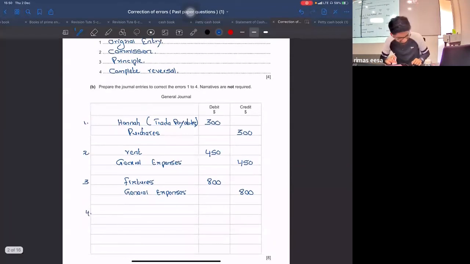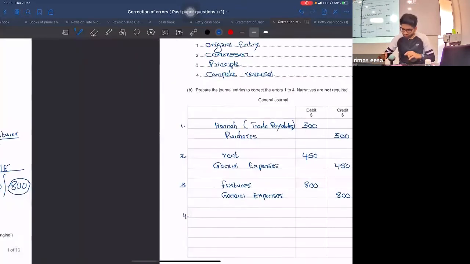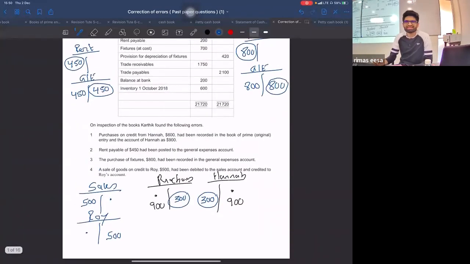Right. Error number 4. Now, can we come to the fourth one? How do you correct this error now? Can you remember, when it comes to complete reversal, I told you to double the amount while correcting the error. Why double? Sales should be 500 on the credit side. You went and put it on the debit side, no. So if I put only 500 on the credit side, that is to cancel the mistake. You have to put another 500. So which means how much in total? 1000. Sales account is credited with 1000.